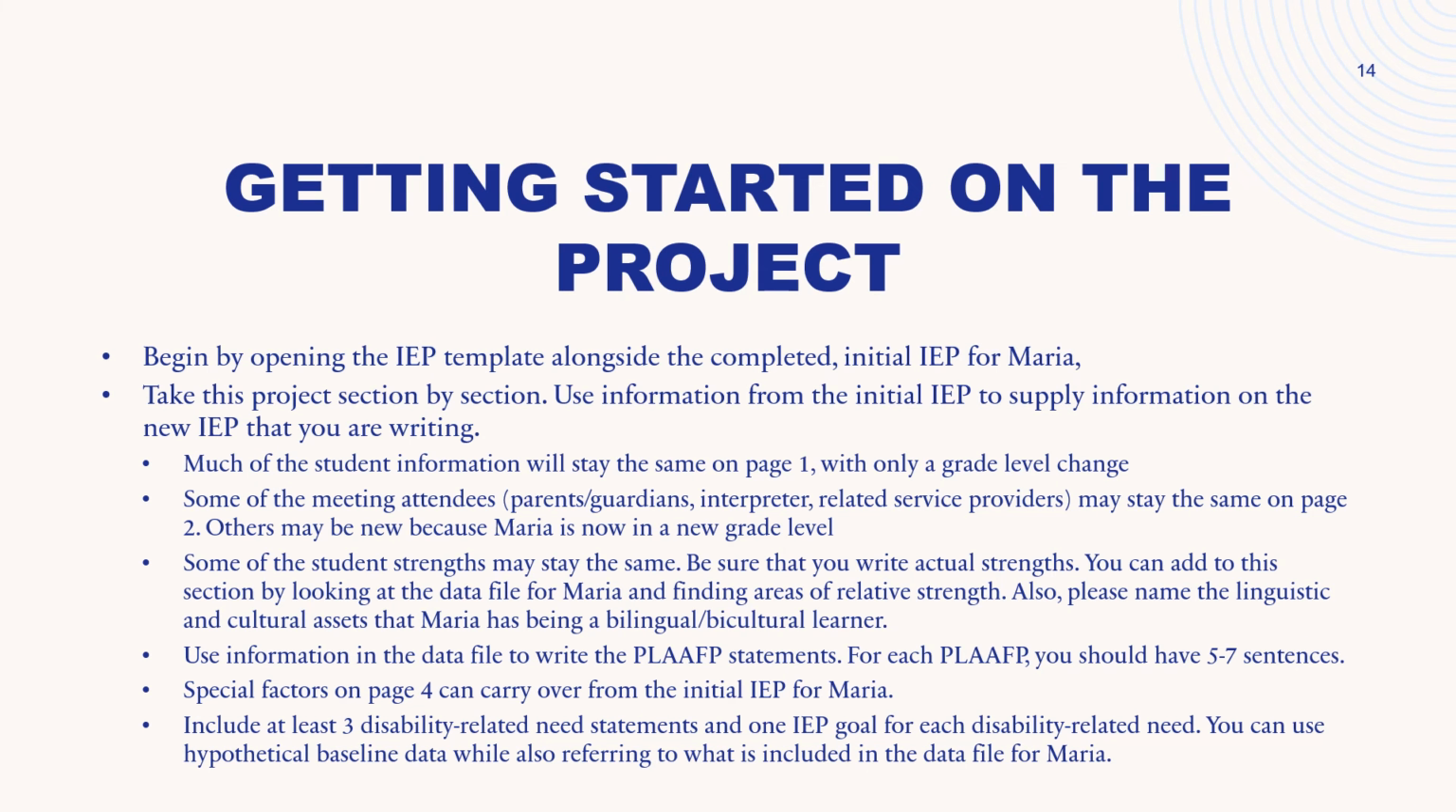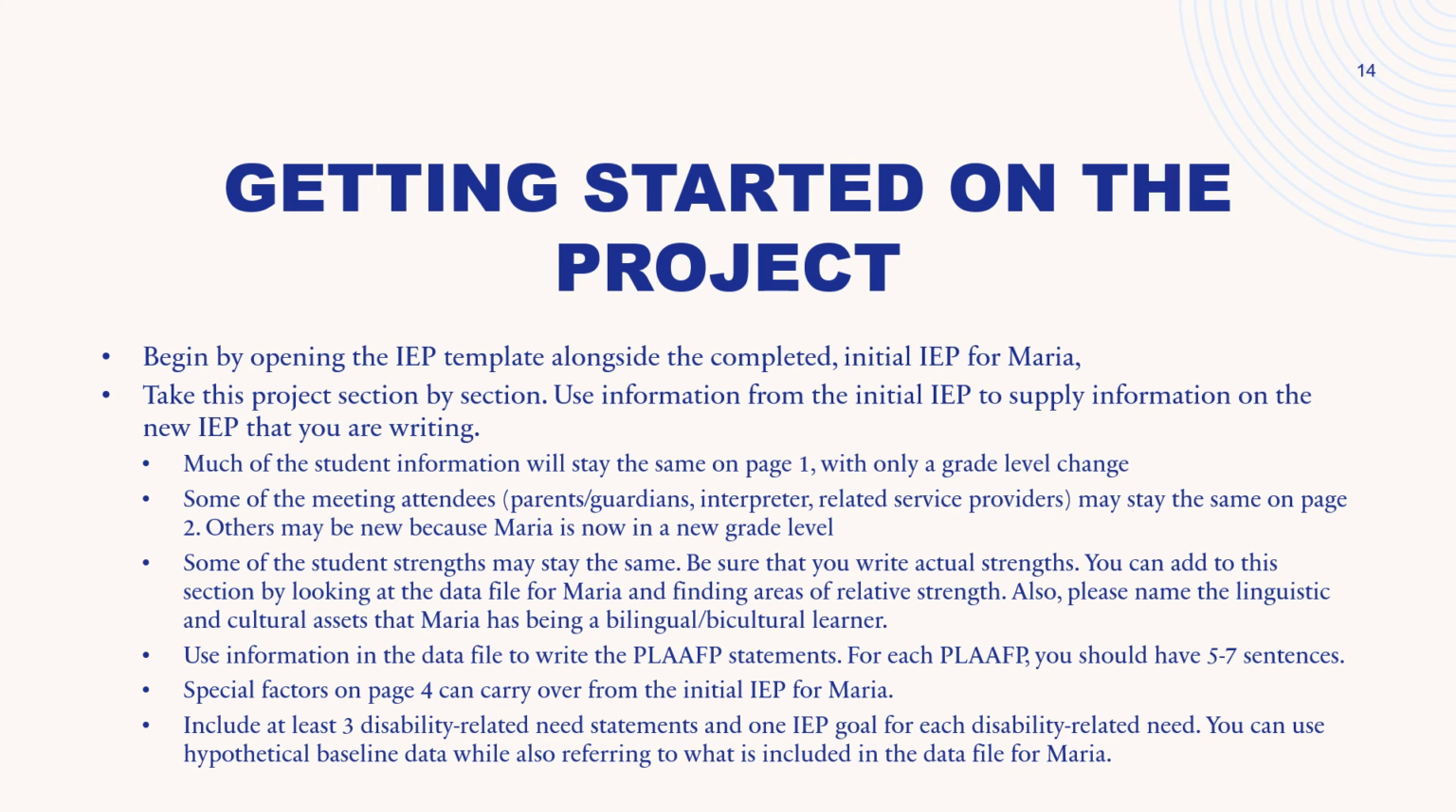So this project takes at least 3 hours, if not longer, to complete. Open the IEP template. You're going to turn in on Canvas only the IEP template with all highlighted areas being replaced with text that you've either carried over from the initial IEP or written anew. Use the data file for Maria, use the IEP at a glance files. So you've got 3 new files and 1 initial IEP to serve as the basis for what you're going to write in all of the highlighted sections on the template.